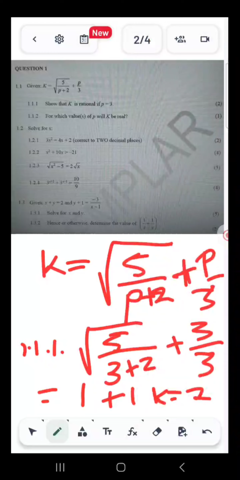Okay, so 1.2.2, which is an inequality, right? Once a quadratic equation is greater than or less than or greater or equals to, it's an inequality. That means you don't have just one answer, number one, and number two, you must draw a diagram, right? With an inequality, you don't have one answer, and you must draw a diagram to show with your diagram how you got your answer.